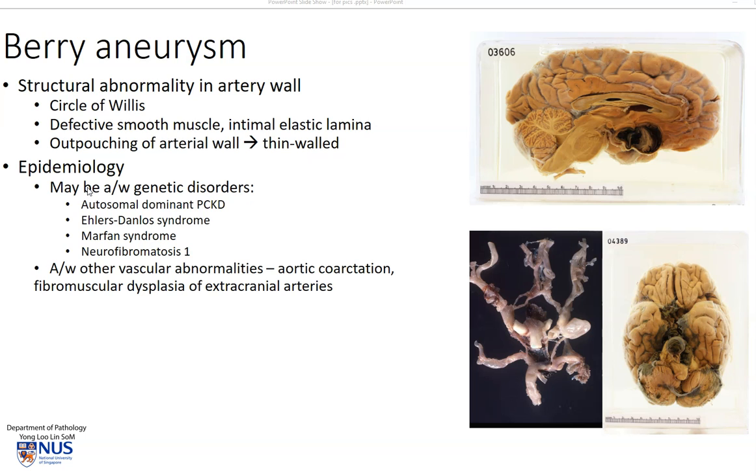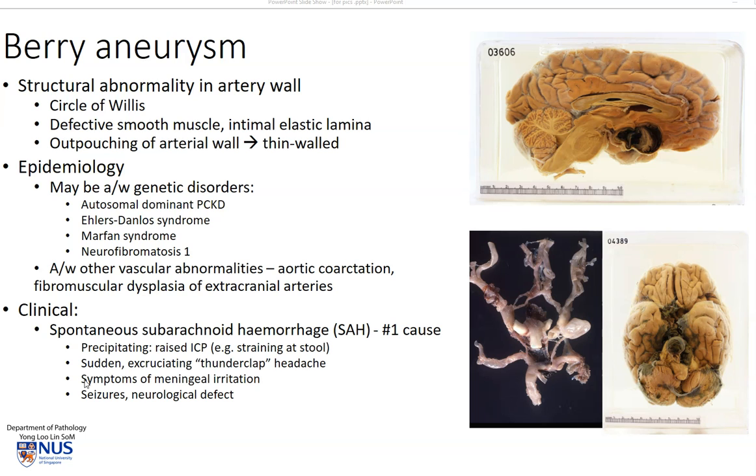The epidemiology of berry aneurysms is quite interesting because they may be associated with some underlying genetic disorders such as autosomal dominant polycystic kidney disease, some connective tissue disorders, and neurofibromatosis as well. And they also may be associated with other vascular abnormalities such as aortic coarctation, fibromuscular dysplasia of extracranial arteries. They tend to occur at the bifurcation points of arteries.